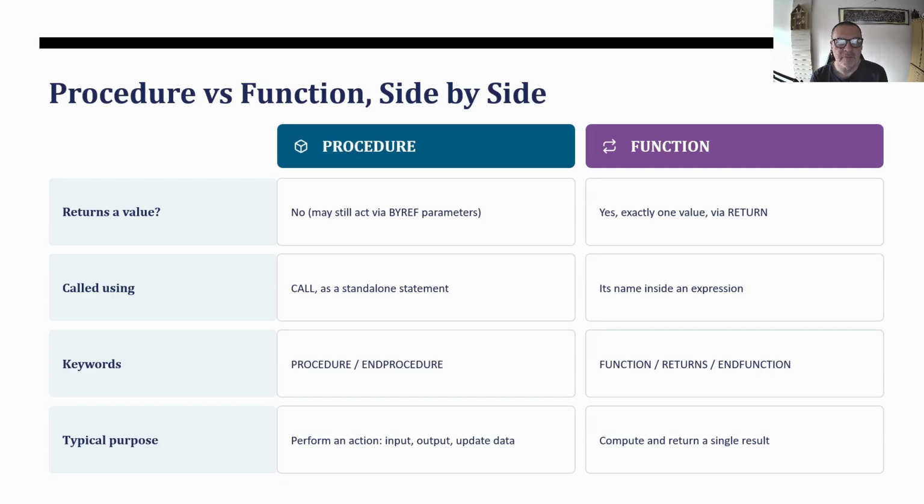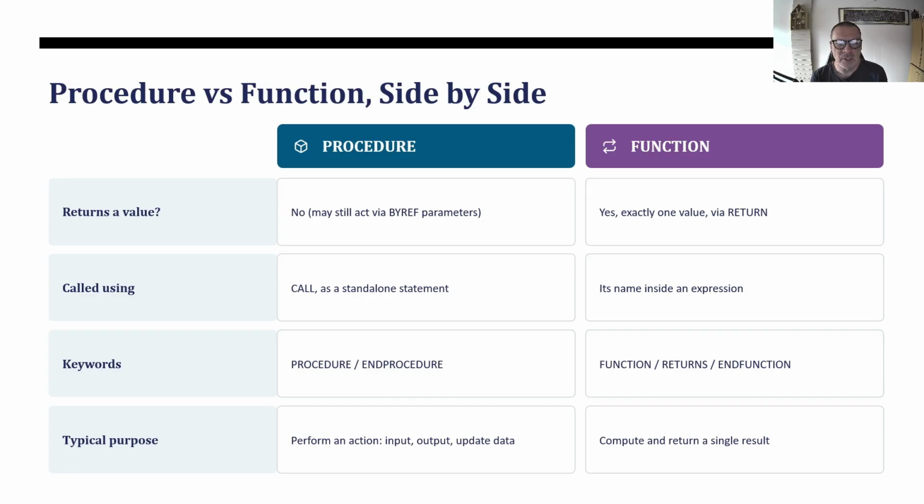So let's compare procedures and functions side by side. Procedures never return a value, but can update values by using byref. Functions always return a single value using the word return. Procedures are called with the word call in a standalone statement. They have their line on their own. Functions are called by using the name inside an expression.